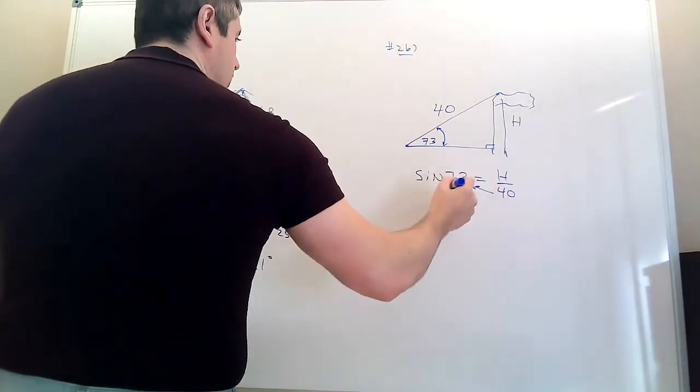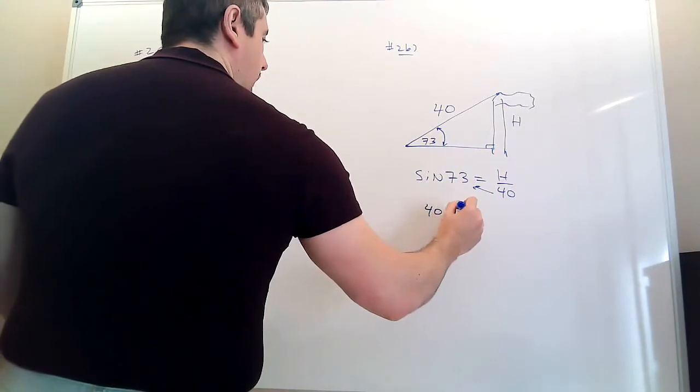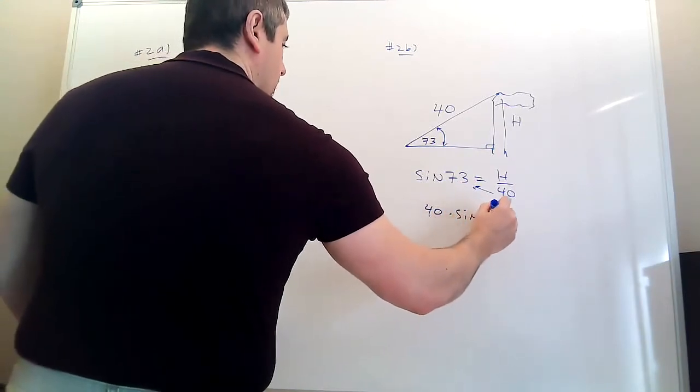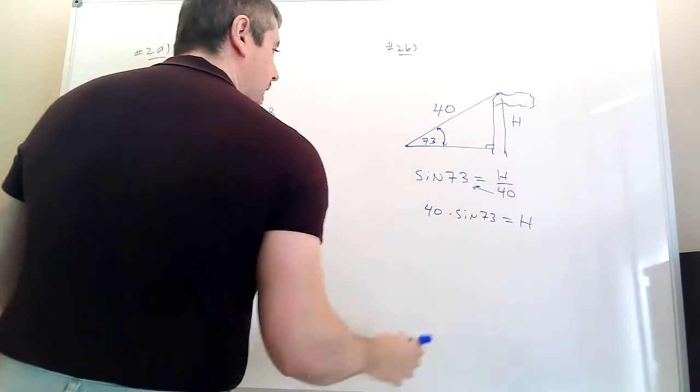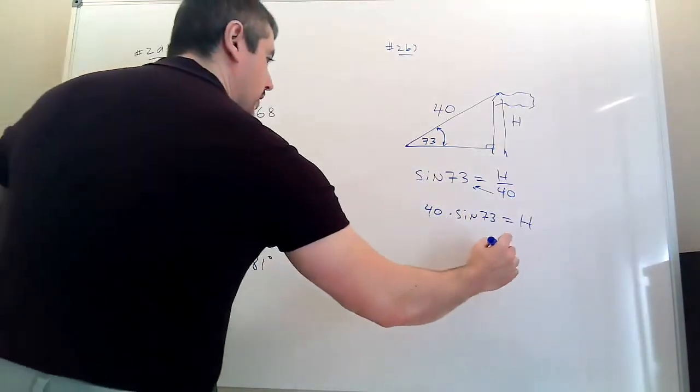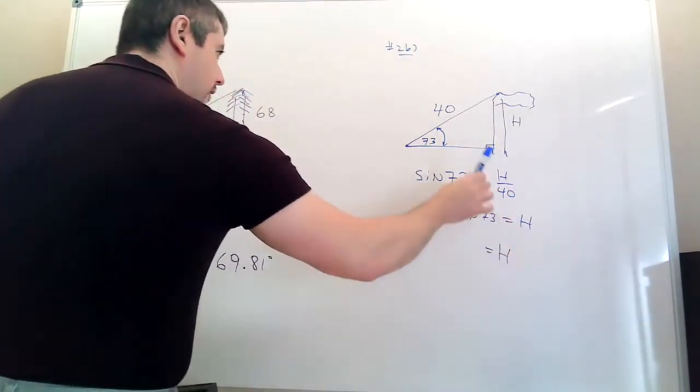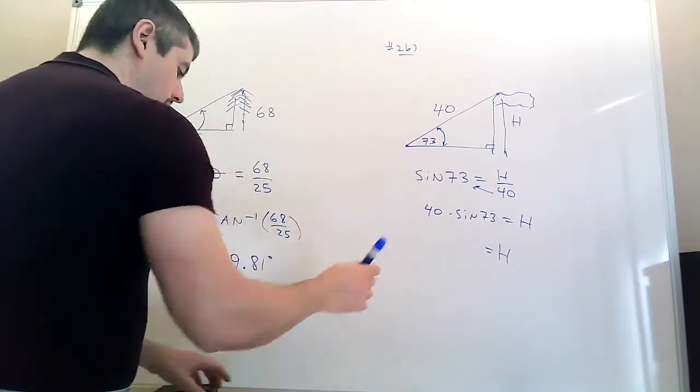Crisscross, bring them over. 40 times the sine of 73 is H, right? Step 1, step 2, step 3 is the answer. I have to see it all. I have to see the picture. Step 1, step 2, and then the final answer.